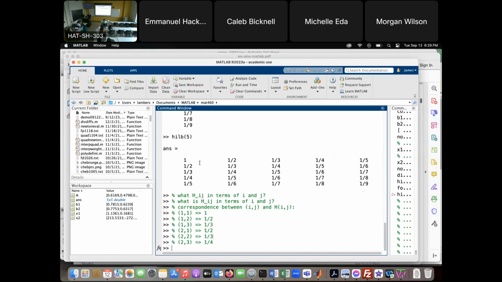Notice that the diagonals go from upper right to lower left. So this diagonal has 1/2, 1/2. This diagonal has 1/3, 1/3, 1/3. This diagonal down here is 1/7, 1/7, 1/7. So you want an expression involving I and J that would produce the same values along each diagonal.